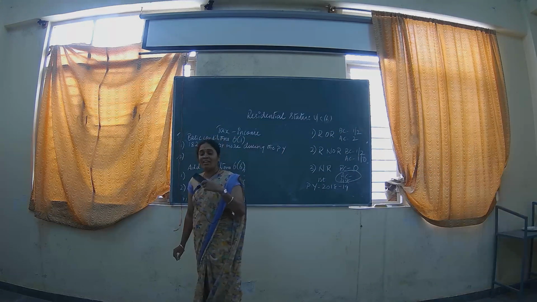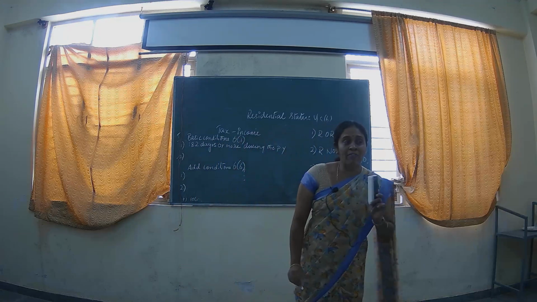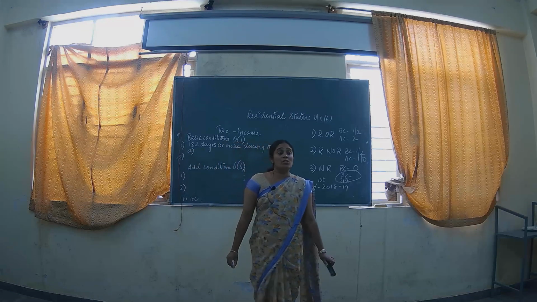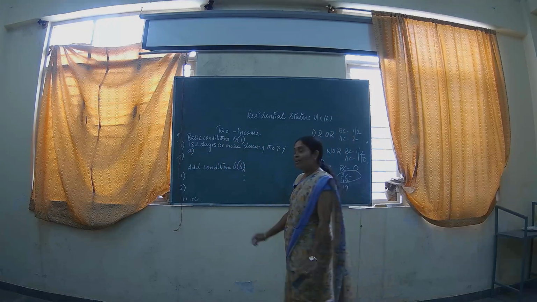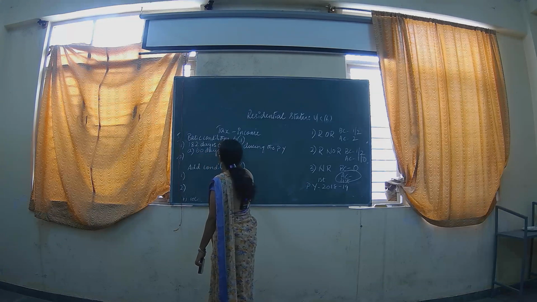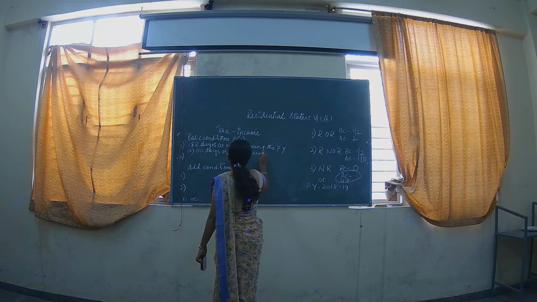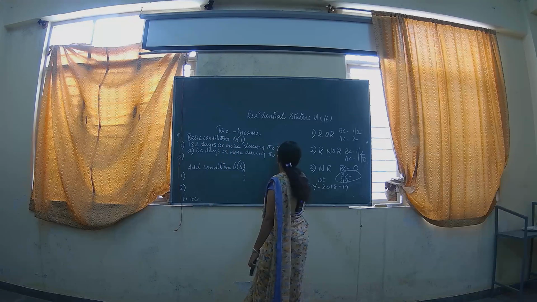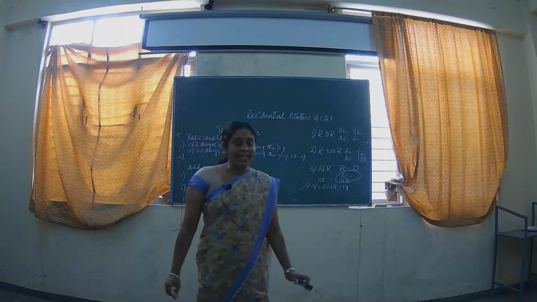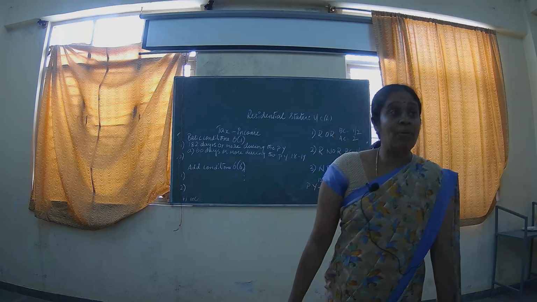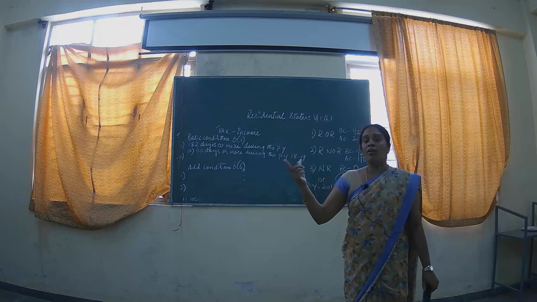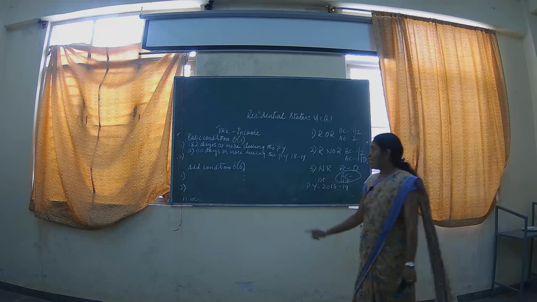The second basic condition, we again have 2 bifurcations. The first one, A, says that an individual should stay in India for not less than 60 days or more during the previous year, that is 2018-19. So, under the second basic condition, the first condition says that a person should stay at least for a period of 60 days or more during the previous year. Okay, this is the first one.